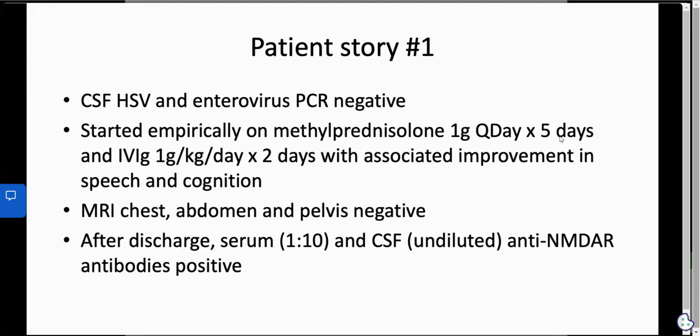So even before we had the antibody results in hand, we treated her empirically with high-dose intravenous methylprednisolone, along with intravenous immunoglobulin. And with that, she had improvement in her speech and cognition. Knowing that about 40% of patients overall have an associated tumor with anti-NMDA receptor encephalitis, we performed a tumor screen with MRI of the chest, abdomen, and pelvis, which was negative. And then following discharge, her antibody results came back and confirmed the clinical suspicion for anti-NMDA receptor encephalitis, with serum and CSF antibodies being present.